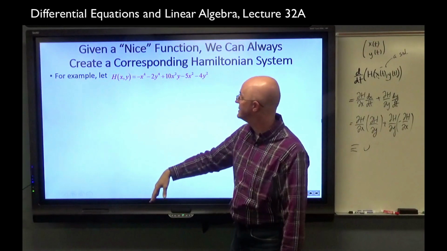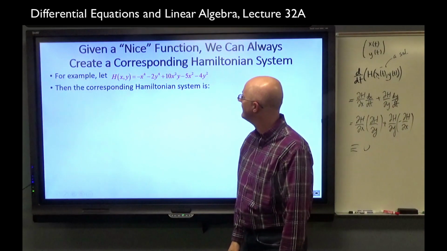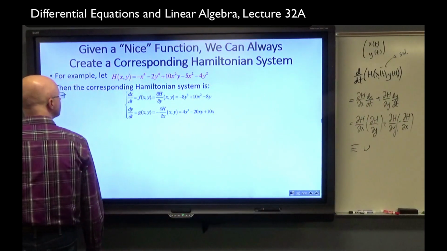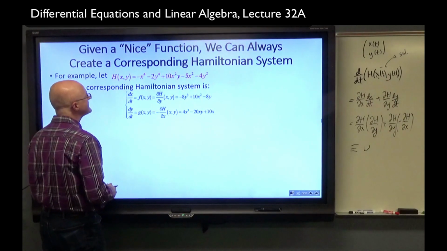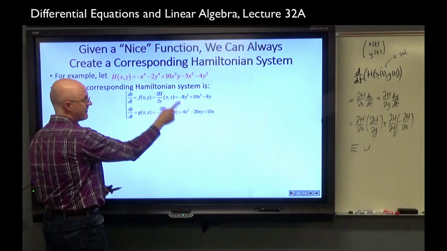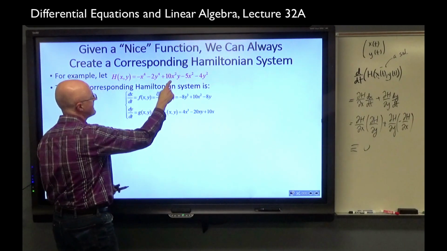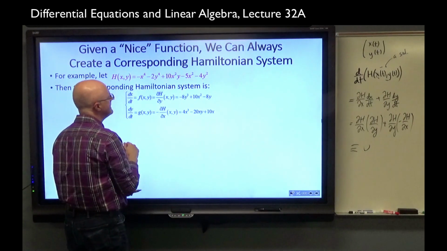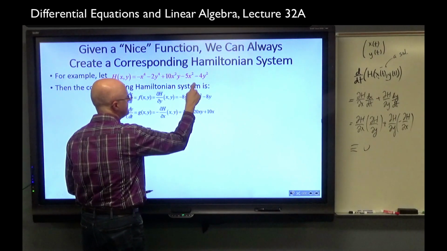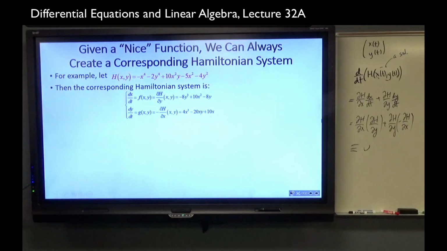Then the dy dt equation would be the opposite of the partial of this with respect to x, treating the y as constant. Here's the answer. Double check the second one, say. Partial of h with respect to x starts out negative 4x cubed, so I have a positive 4x cubed. Plus 0. Differentiate this with respect to x, you get 20xy, which becomes a negative 20xy because of the negative sign. Minus 10x becomes a plus 10x, and then a 0. There is the corresponding Hamiltonian system. It involves cubic functions on the right-hand sides.